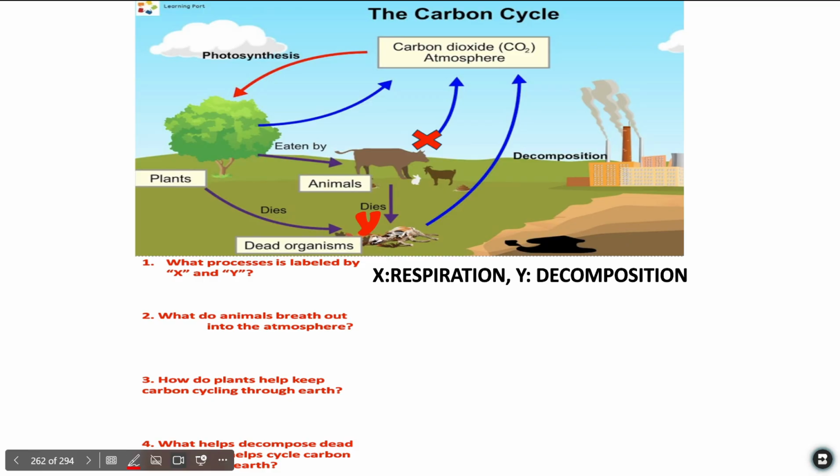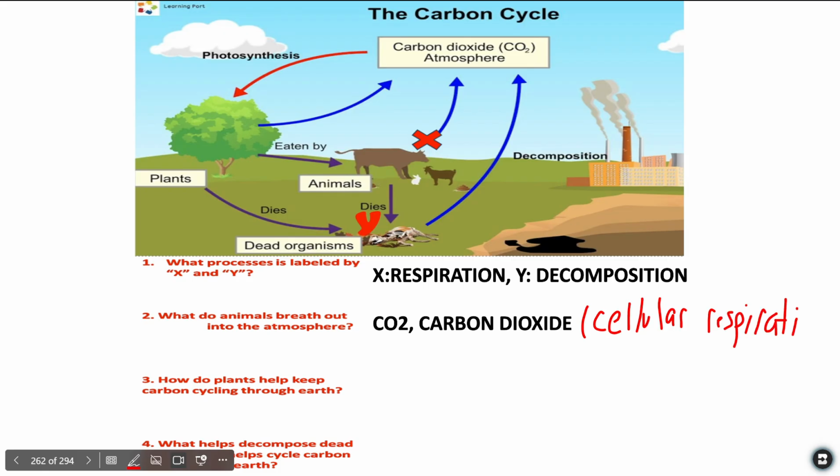So, looking at label X and label Y, we are looking at X being respiration, CO2 is being breathed out, and letter Y is called decomposition. What do animals breathe out? So in respiration, what are animals actually breathing out? This is CO2, carbon dioxide. This is cellular respiration.